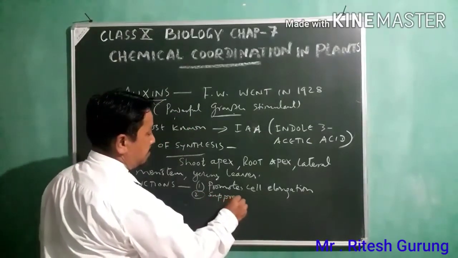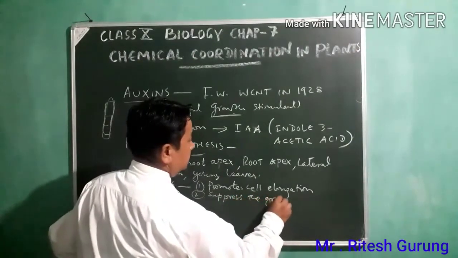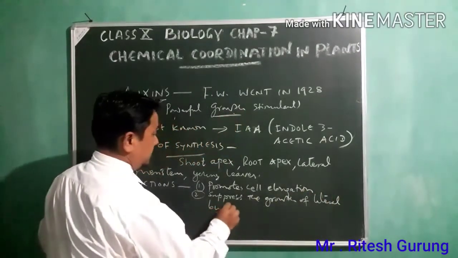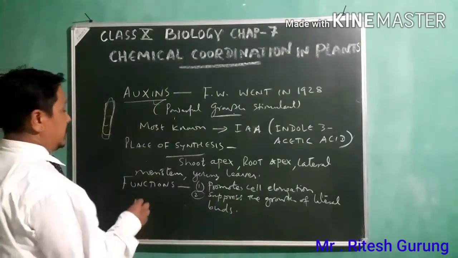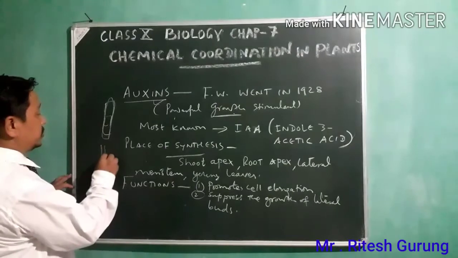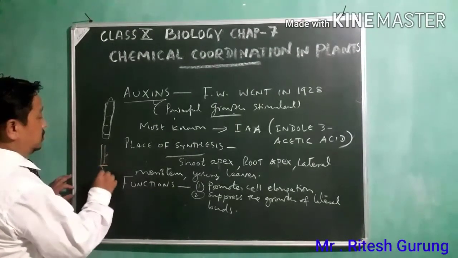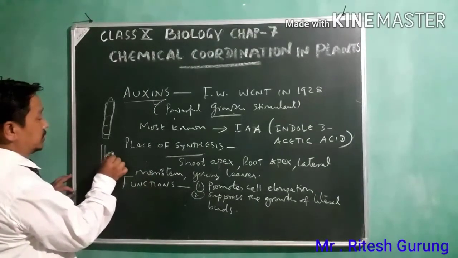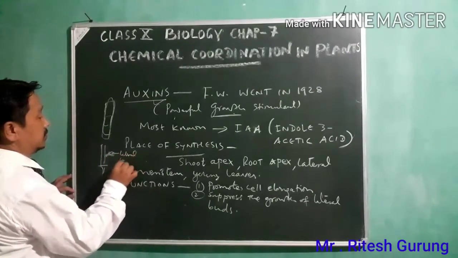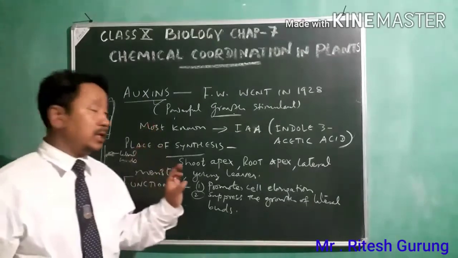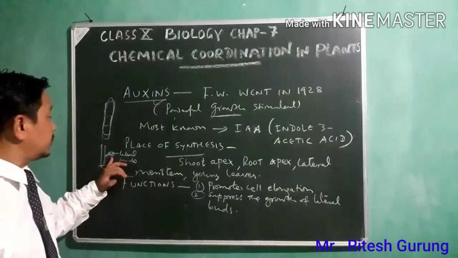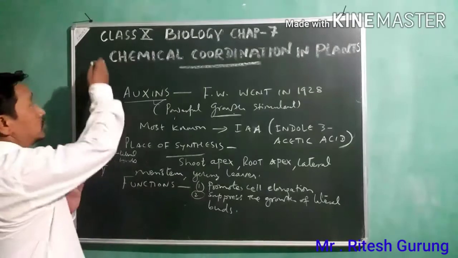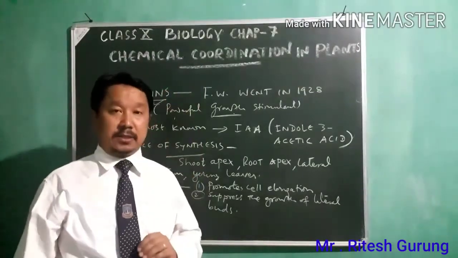Number two, suppress the growth of lateral buds. Suppose this is the plant growing out here. Your lateral buds means this region. So this hormone usually stops the growth of the buds which are growing laterally, this side, because it mainly focuses on the growth in the height or in the length.